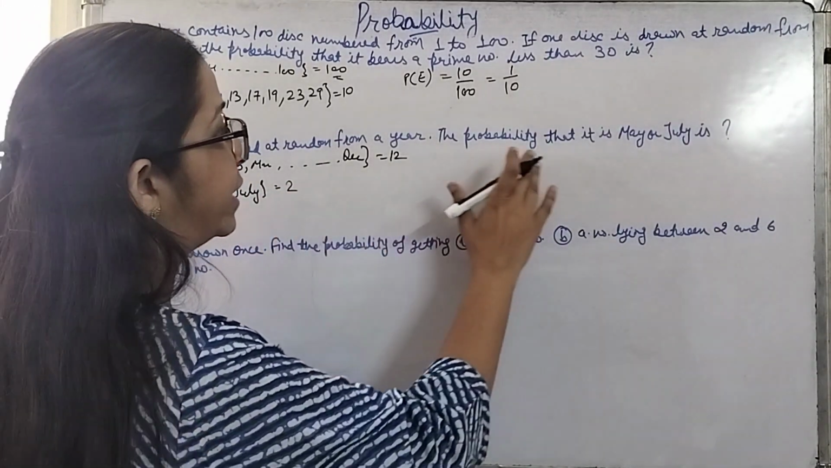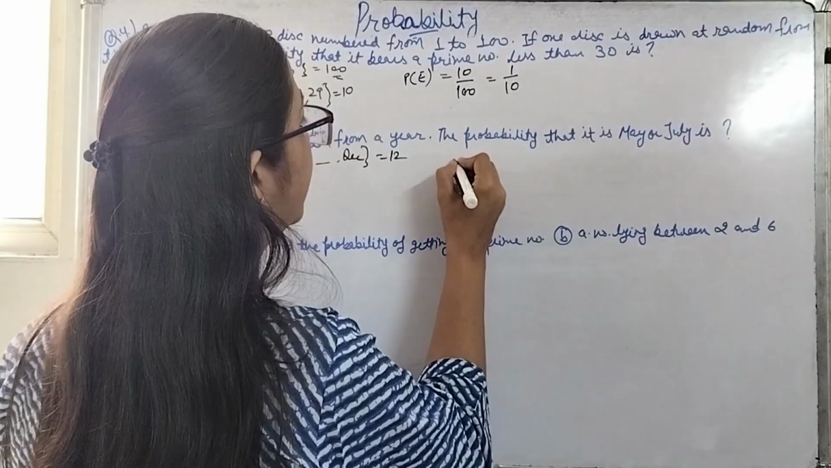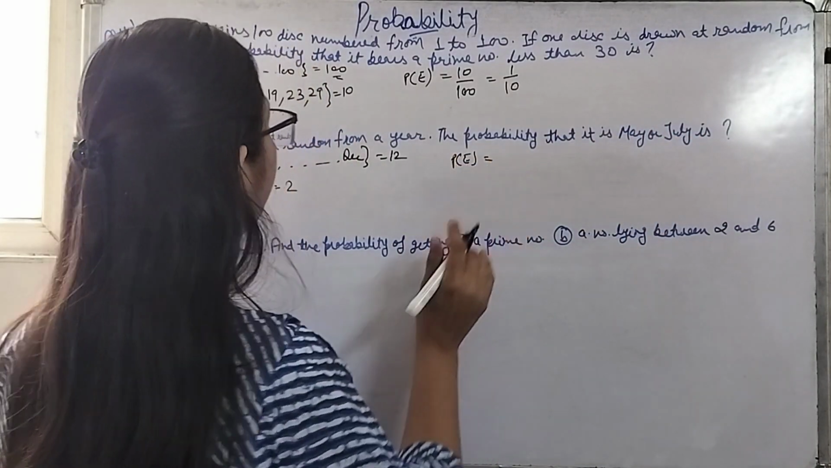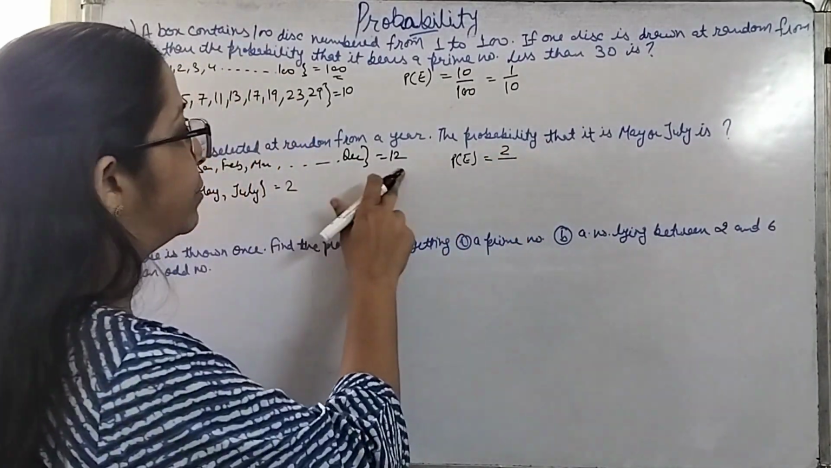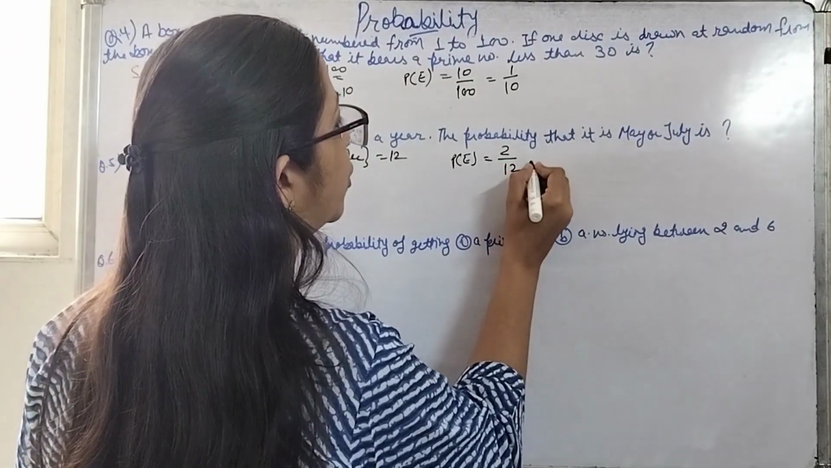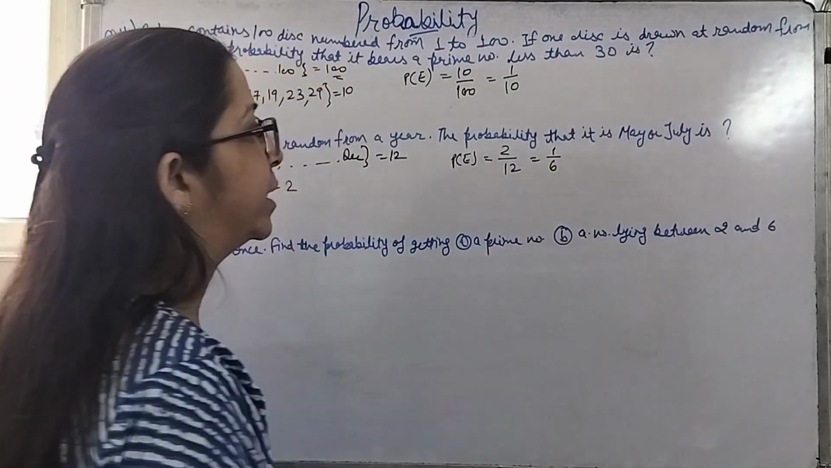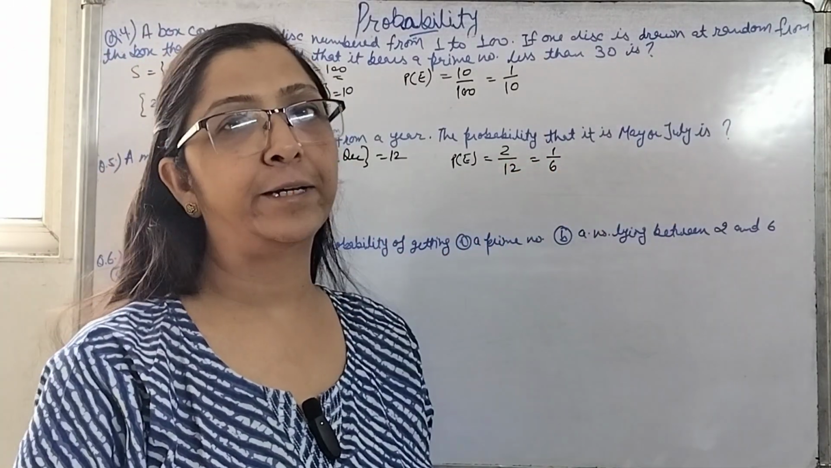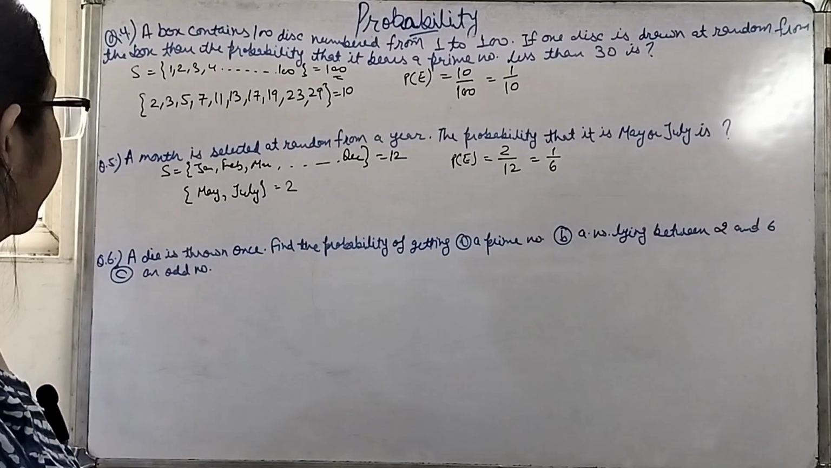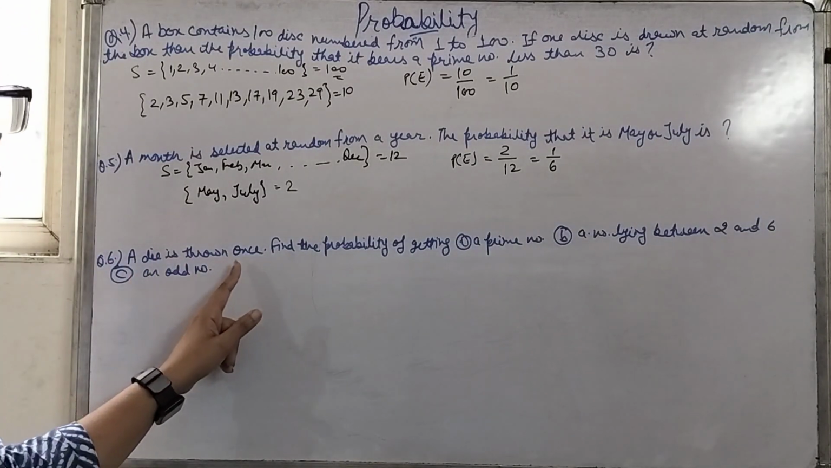So what is the probability of getting either May or July? The total favorable outcomes is 2 and total possible outcomes is 12. So 2 upon 12, that is 1 upon 6, will be the probability that the selected month is either May or July. The next question: a die is thrown once.